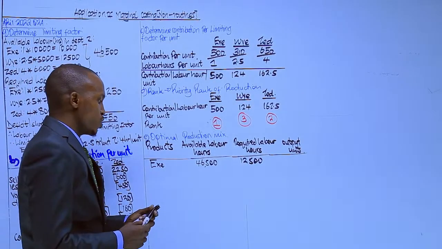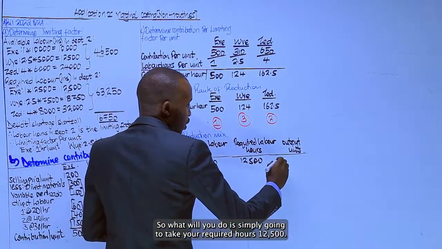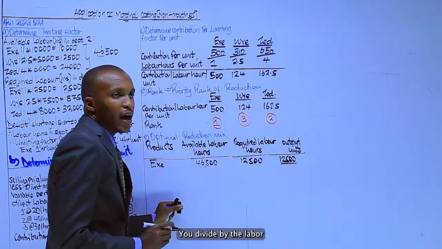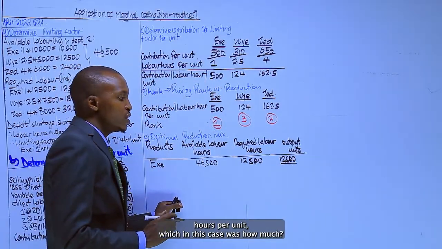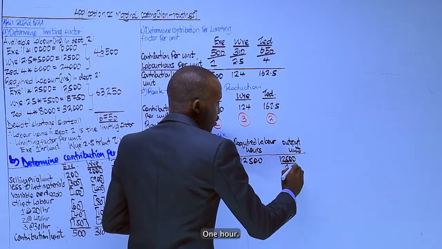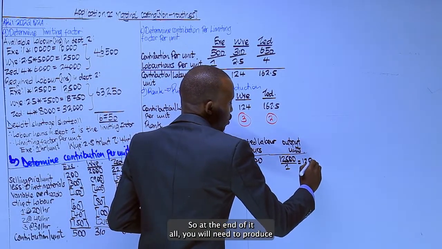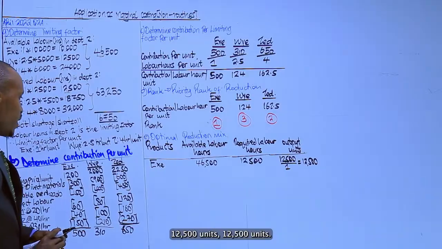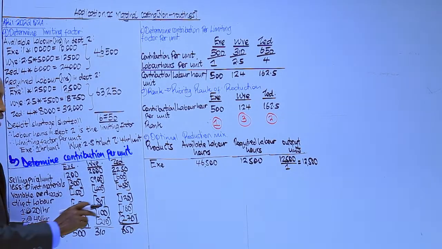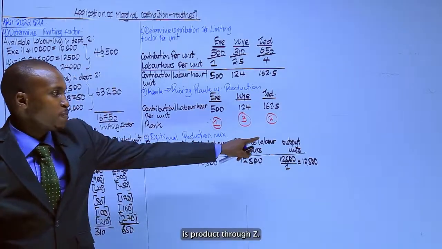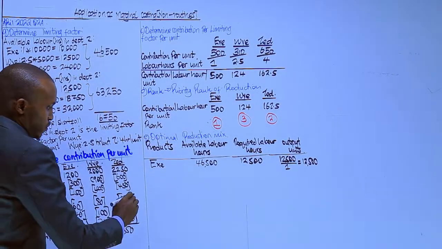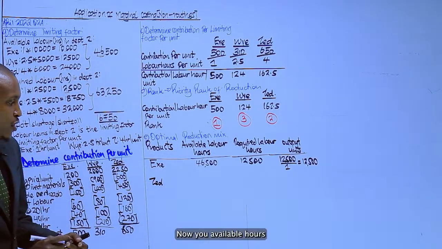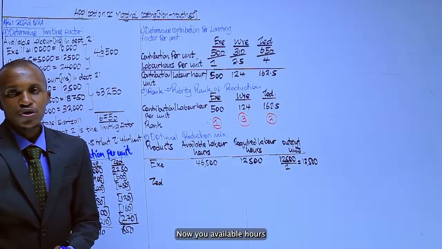So if you have 12,500 labor hours, how many units are you going to produce? You're simply going to take your required hours, 12,500, and divide by the labor hours per unit, which in this case was 1 hour. So at the end of it all, you will produce 12,500 units. The next product according to our rank is product Z. We write here product Z.